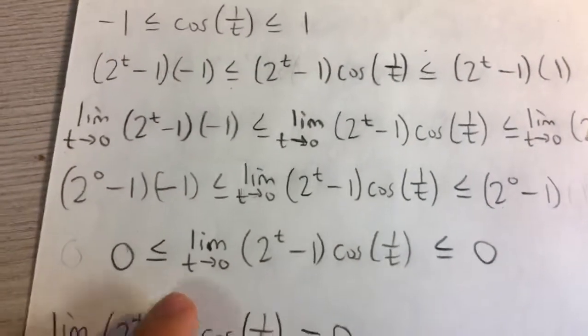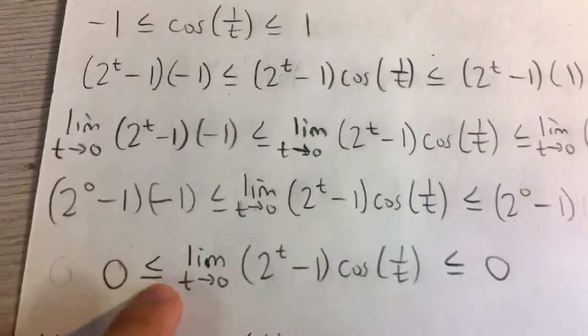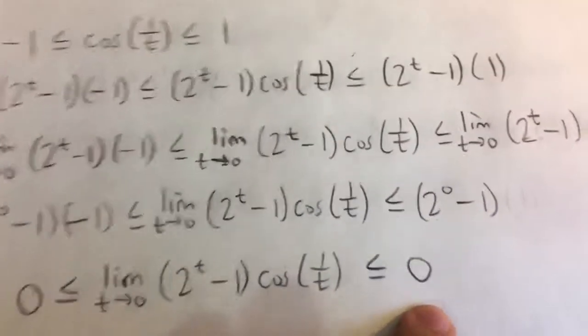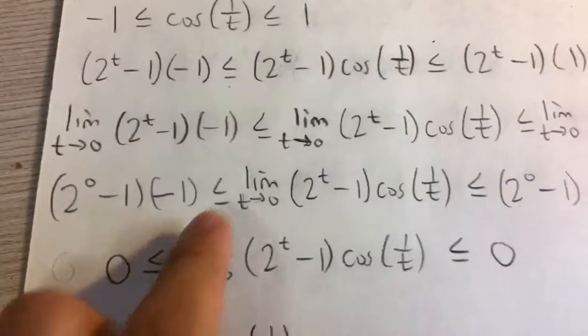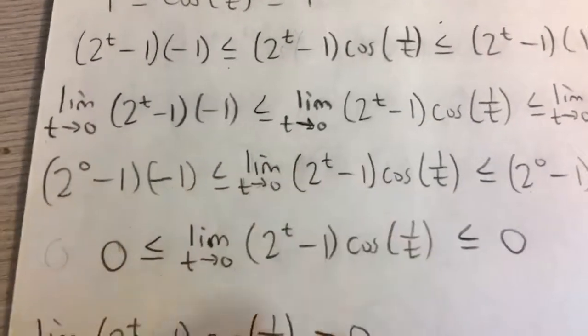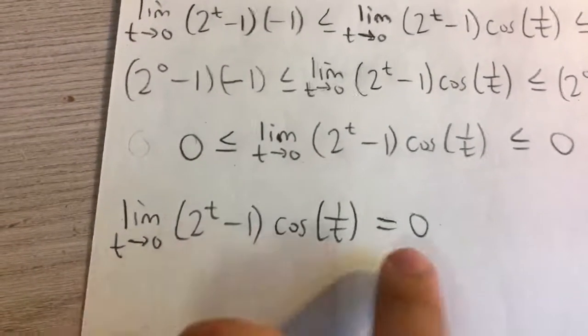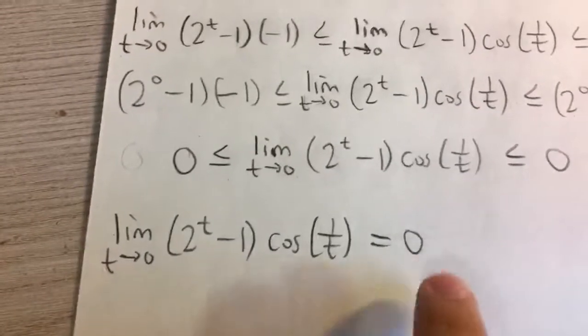And so because the limit in between has to be greater than or equal to 0, but also less than or equal to 0, that means the only value, by the squeeze theorem, the only value that's possible is that this limit must be equal to 0. And so our final answer is the limit is equal to 0.